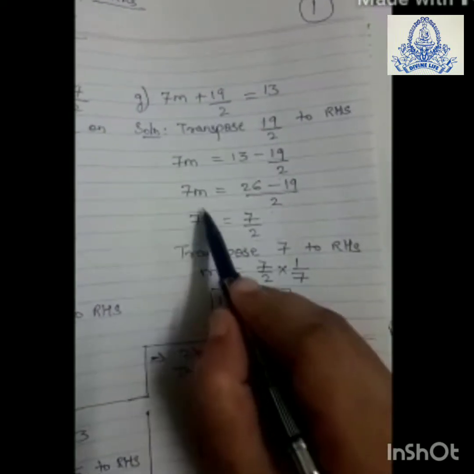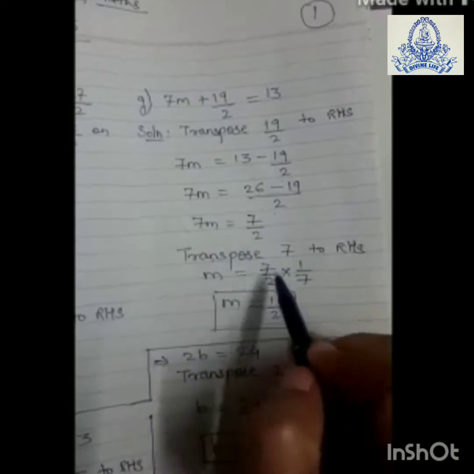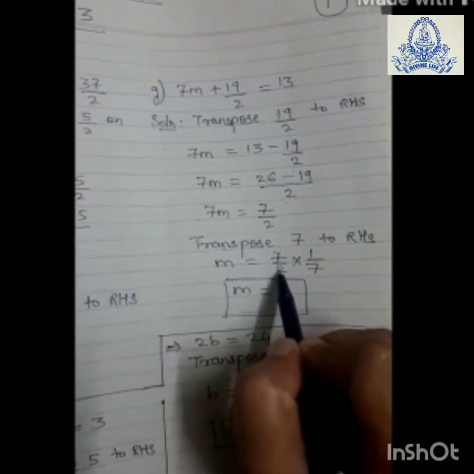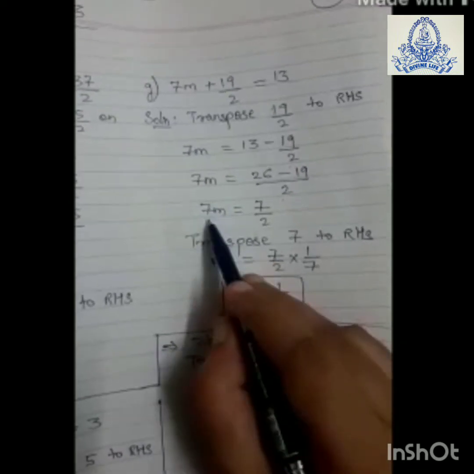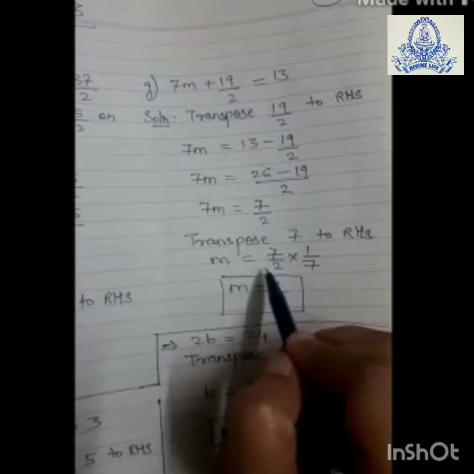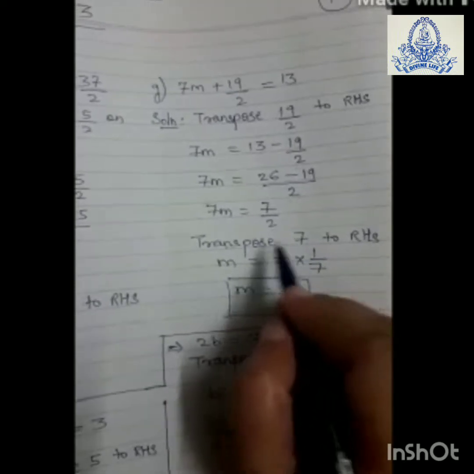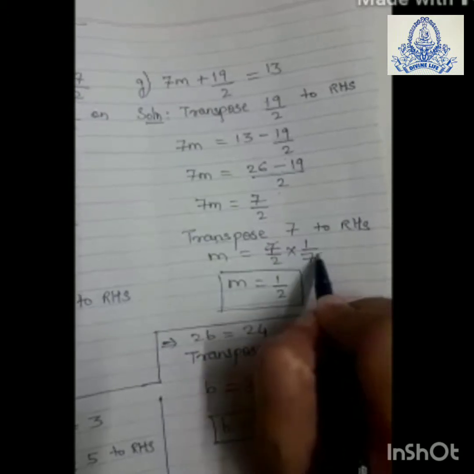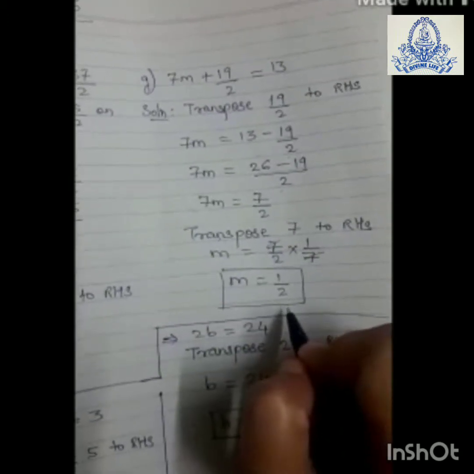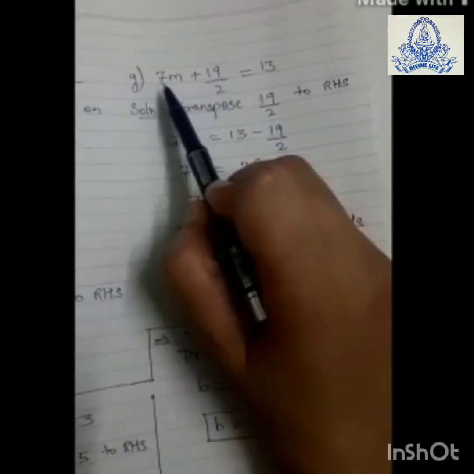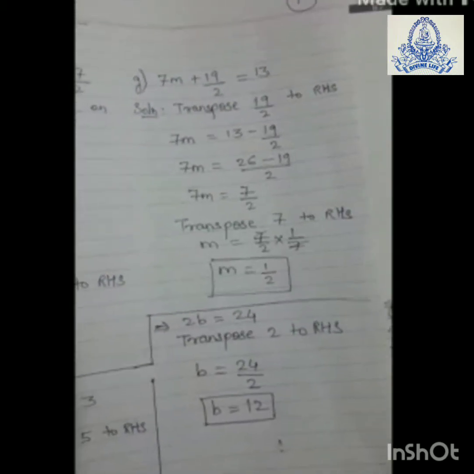Now see, 7 is there, so we will transpose 7 to RHS. Now see, m is equal to 7 upon 2. This 7 is in multiplication with m, so while coming here it will be in division with this. Division with this means 1 upon 7. So this 7 cancelled out, this 7 cancelled out. Value of m is 1 upon 2. You can substitute this value here and you will get the answer.